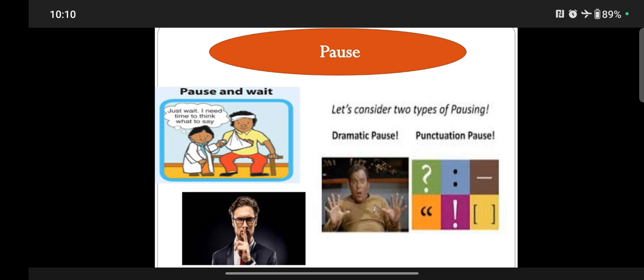Just wait, I need time to think what to say. Okay, so these are certain things which you can do while presenting. Taking pauses is mostly considered to be a great trait. Let's consider two types of pausing. One is dramatic pause. Suddenly when you are speaking and you see something strange, so that becomes a dramatic pause. But in the cases of punctuation, like you have asked a question to the audience, then the pause comes, you have given a certain reaction out of surprise or something, then you will be exclaiming with a particular emotion, again that will be a punctuational pause. Okay, so these are to be kept in mind while you present. Taking pauses is very important.